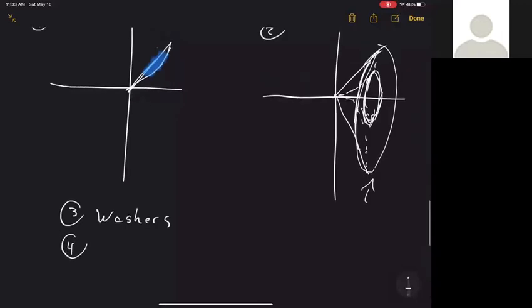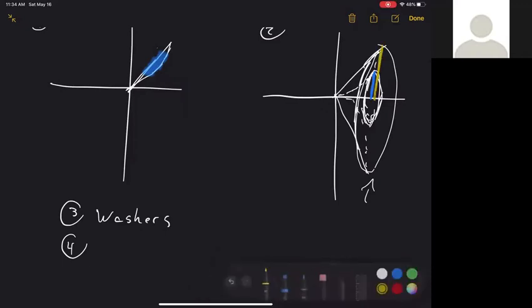Next step, I need to find my outer radius and inner radius, right? So remember that when we're measuring outer radius and inner radius, we measure from the line we're rotating around, which in this case is the x-axis, and then we measure it to our curve. So the inner radius is that blue line, and the outer radius would be that yellow line.